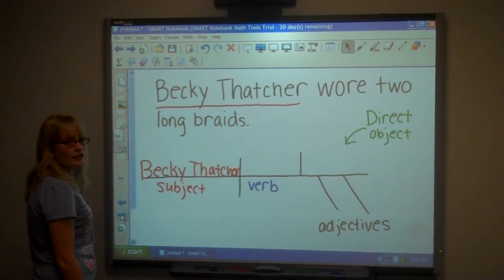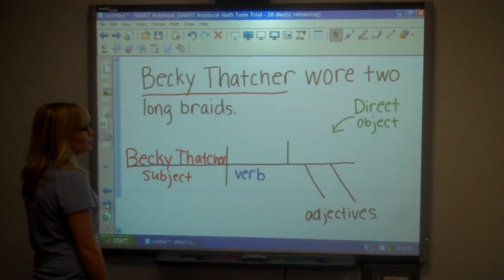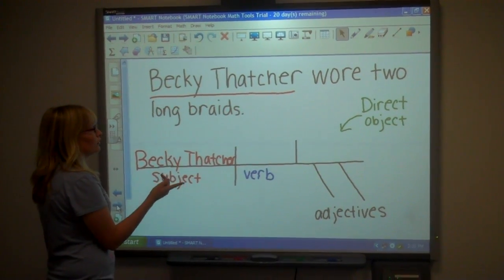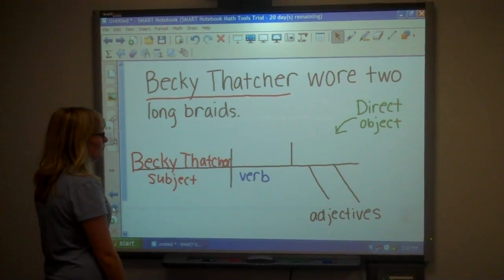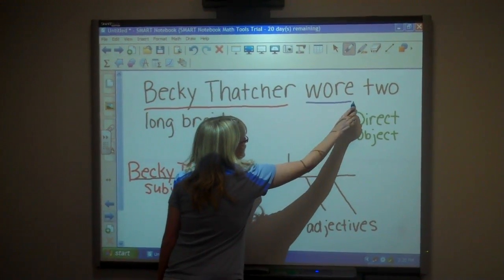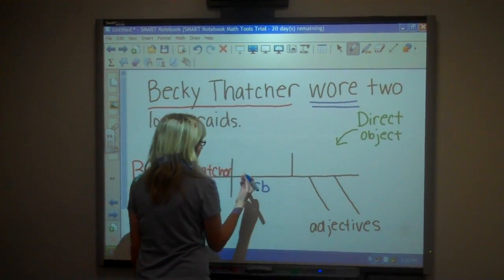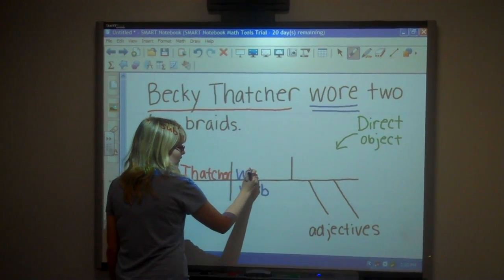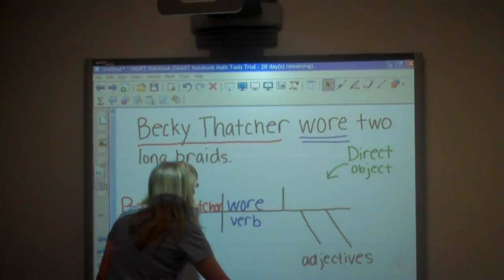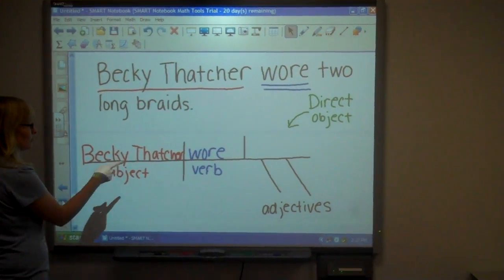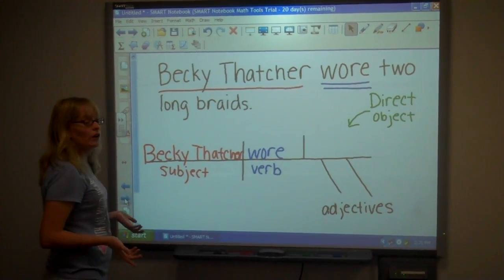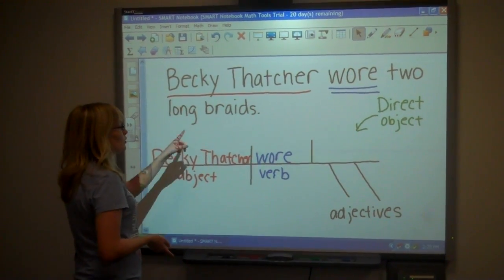After you find the subject, the next thing you want to find is the verb. So, what is Becky Thatcher doing? She's wearing 2 long braids. She wore them. So the verb is going to be wore. And the verb is going to go in the verb spot, which is directly to the right of your subject. So Becky Thatcher wore. Well, what did she wear? She wore braids.